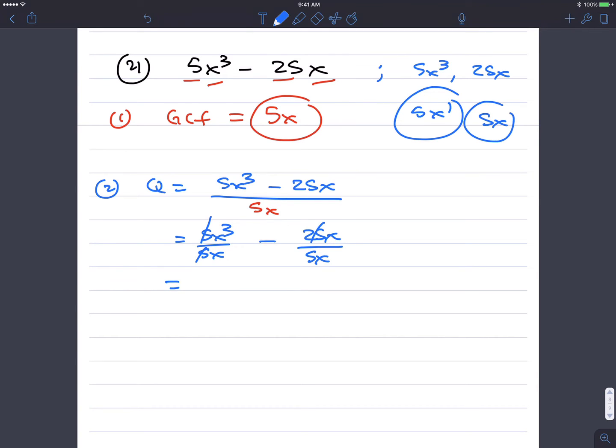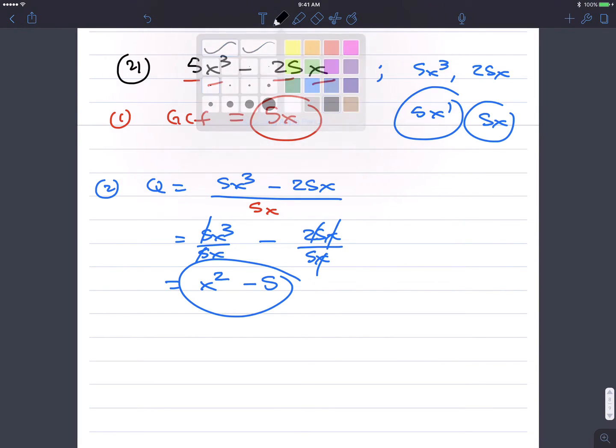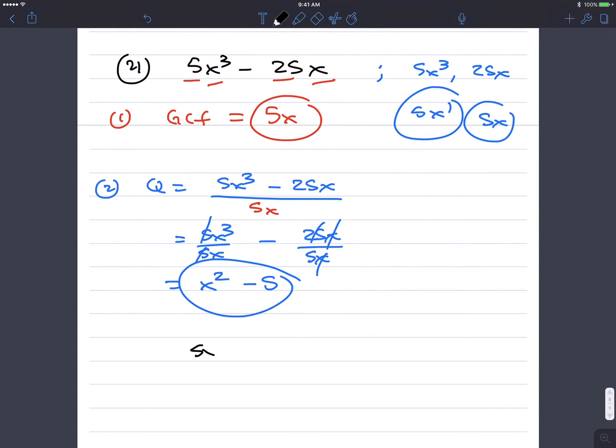X cubed divided by x, there's your x squared. And then 25 divided by 5 is 5. X over x is gone. Quotient's x squared minus 5. All right, final step. 5x times x squared minus 5. This is when you try to kill two birds with one stone. All right, 21.